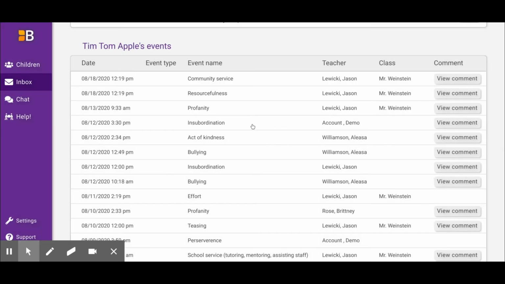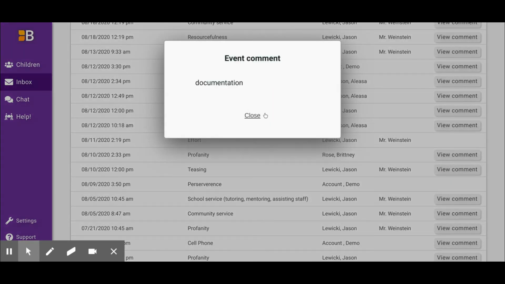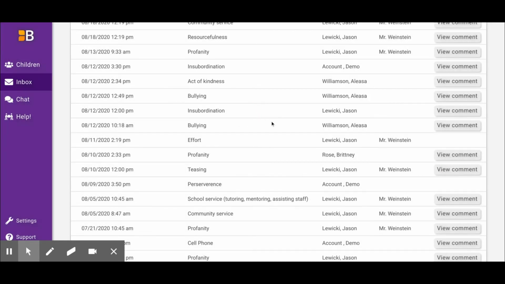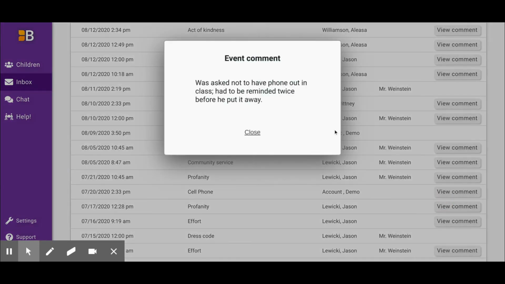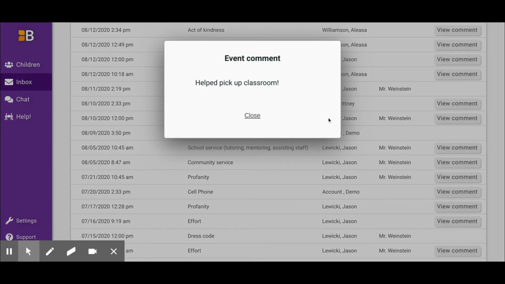And of course, we don't want our students to say things that are profanity in nature. When I look down here at something like teasing, same thing. I can go in here and see any documentation for teasing that occurred there. When I look at something like a cell phone, I could see that they did in fact have their cell phone out, and they were reminded twice, and they still did not put it away. I can also go in here and read something positive when it comes to community service or school service. I can read that my child did in fact help pick up the classroom. So I can also see the positive things and the positive comments that are logged for my child, which is really helpful, a way for you to know exactly what happened.